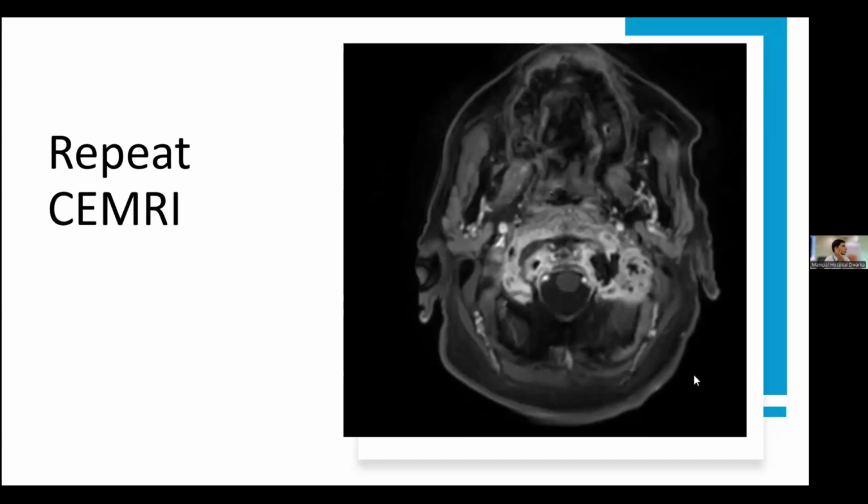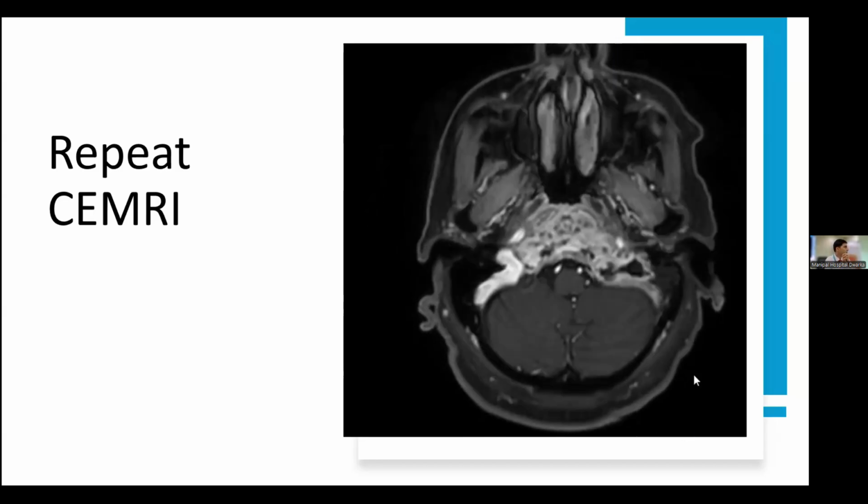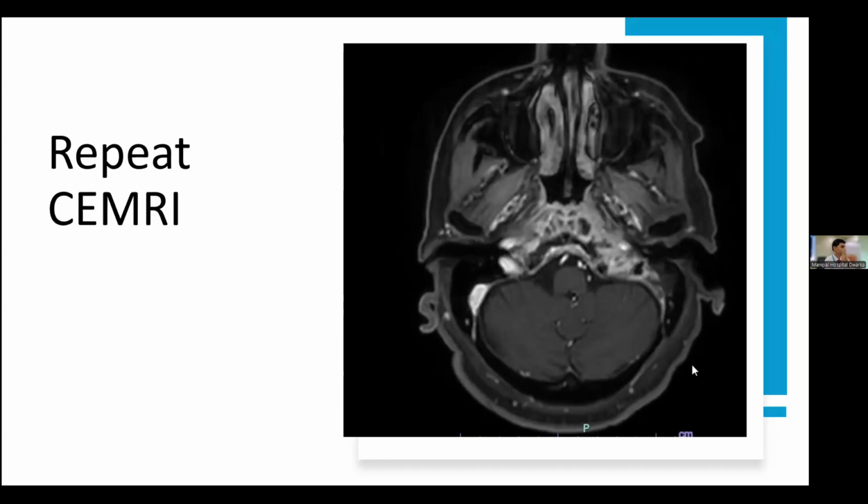How is the diabetes now? Diabetes is fairly controlled now. It was only uncontrolled when he came in. Basically, he requires long-term amphotericin.